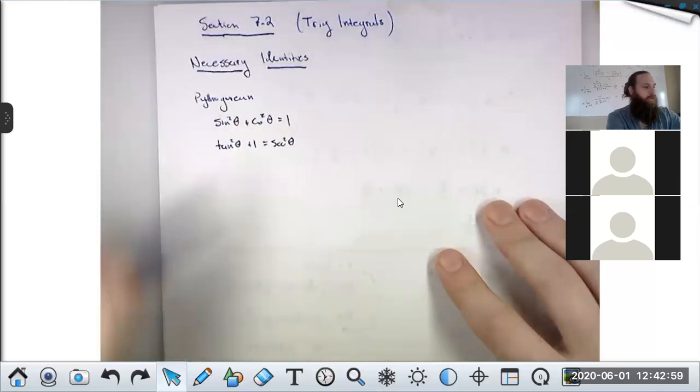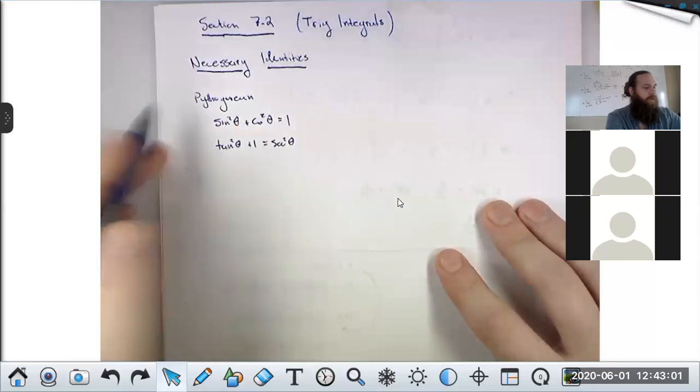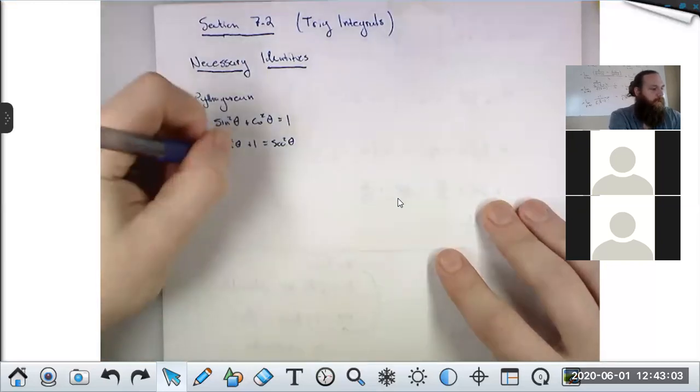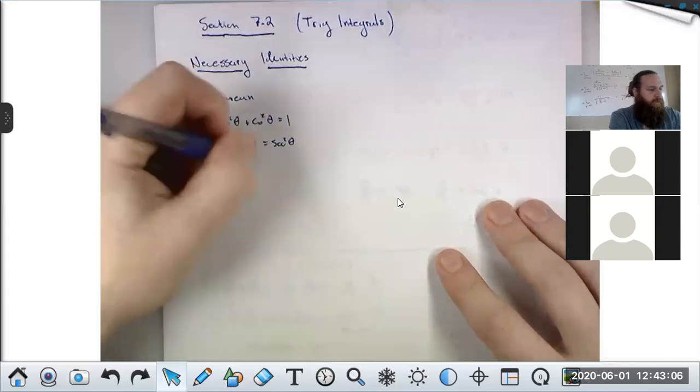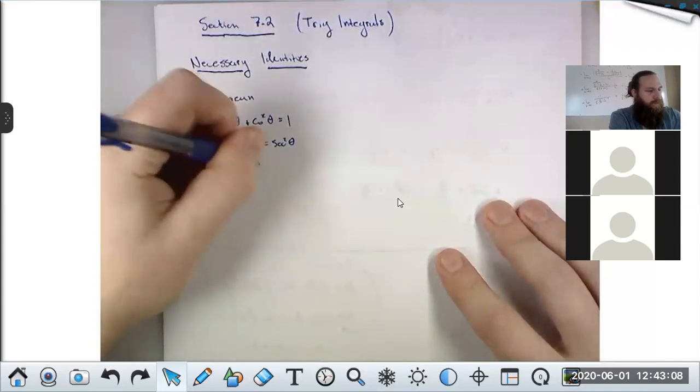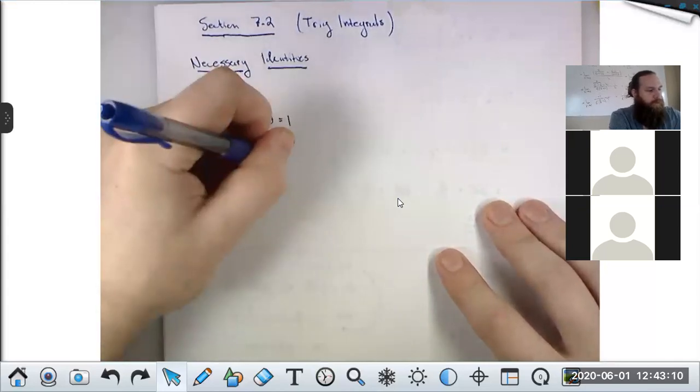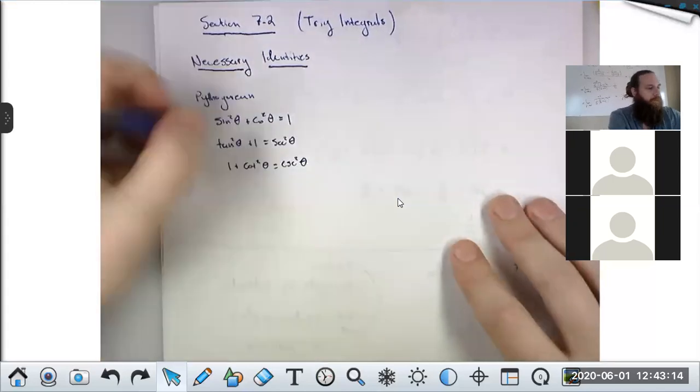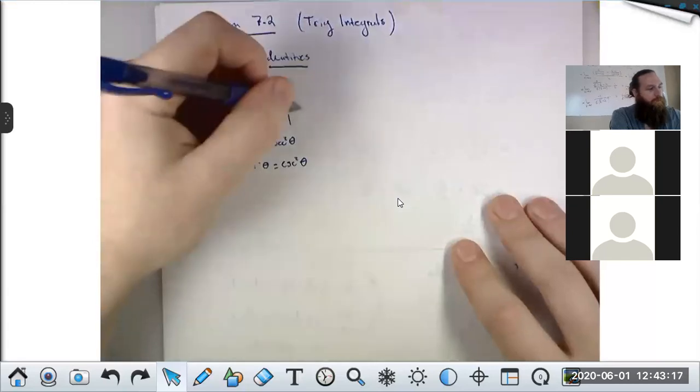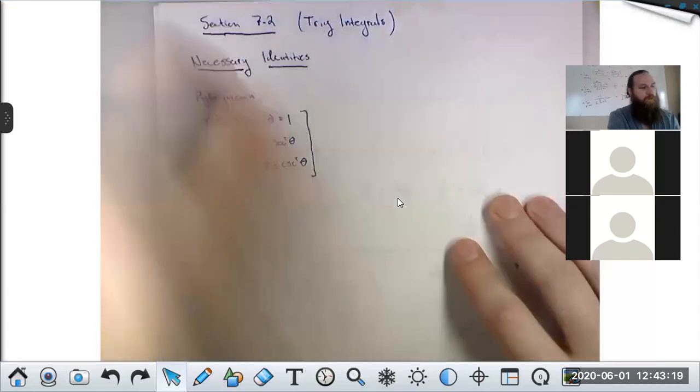And if you were to divide through the original guy here by sine squared instead of cosine squared, then you would get 1 plus cotangent squared equals cosecant squared. Hopefully everybody remembers these. These are kind of the three most fundamental of all trig identities.